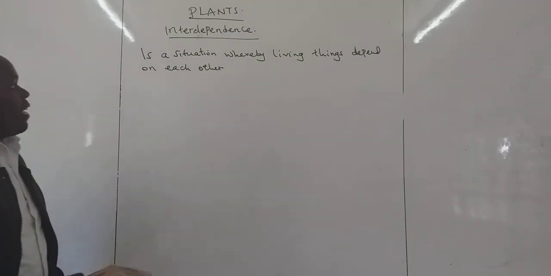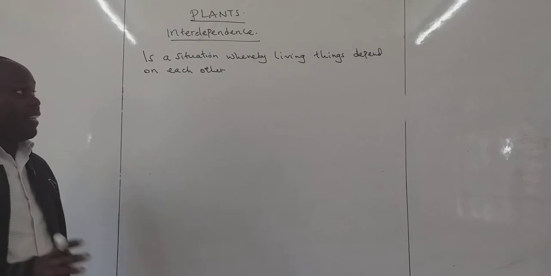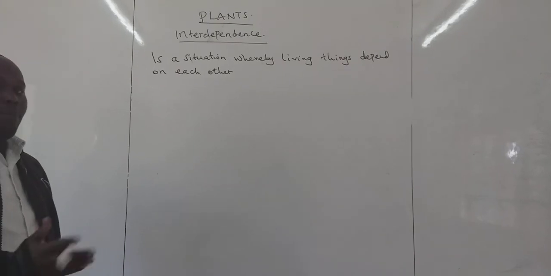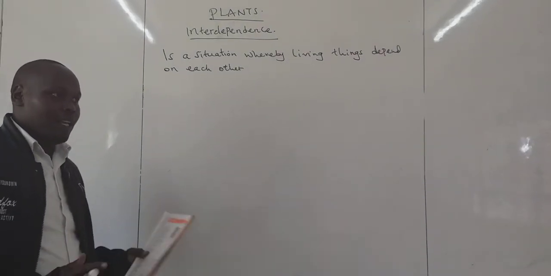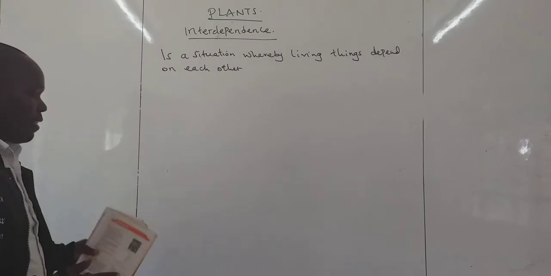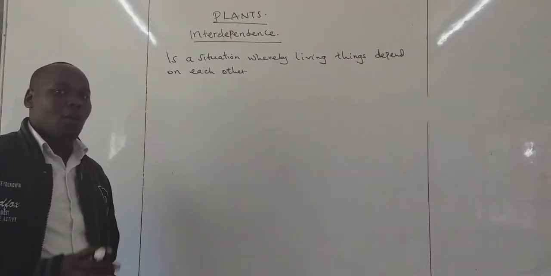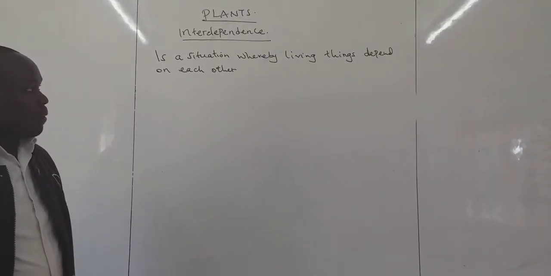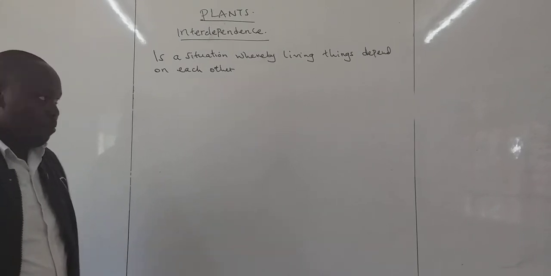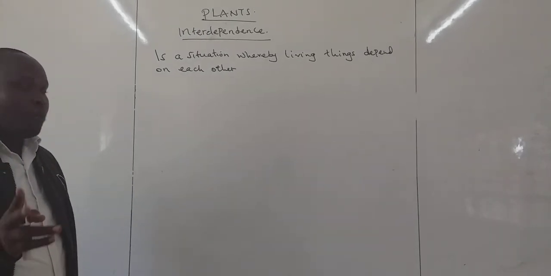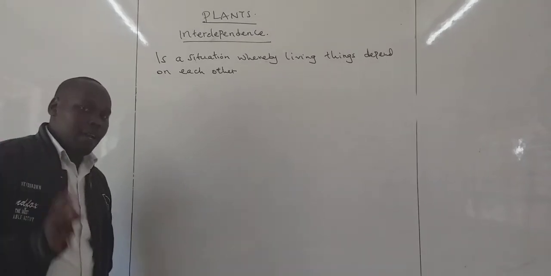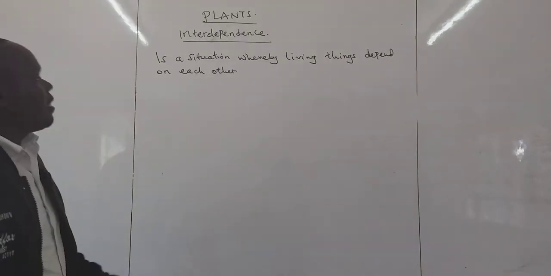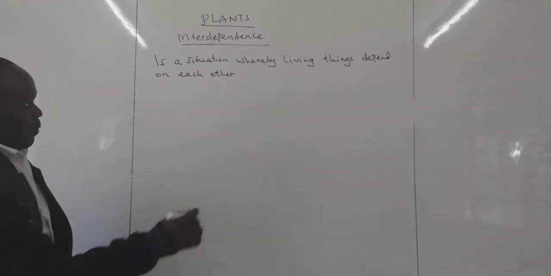We will also try to understand that these living things depend on each other in different ways. We have plants and animals depending on each other, plants depending on animals and animals depending on plants. We also have plants depending on plants themselves, which we call interdependence between plants, and animals depending on other animals. But we are going to learn of two: interdependence between plants, and interdependence between plants and animals. So let's start.